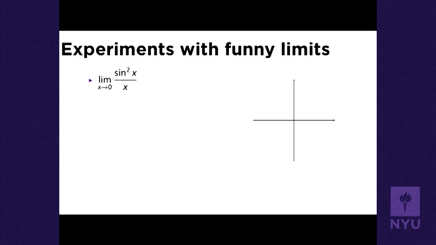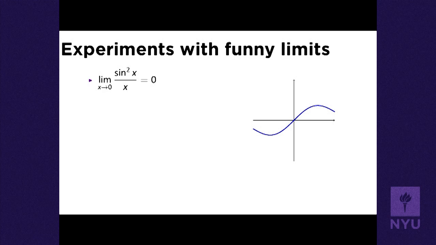So what if instead we wrote this as sine x over x times sine x? Well, what's the limit as x goes to 0 of sine x over x? That is 1. And the limit as x goes to 0 of sine x? 0. And in this case, we have a limit of each factor of that product. And so the product goes to 0. Here's a graph of sine squared x over x. And you can see the limit is 0. So here's a case where we have a 0 over 0 indeterminate form, and the answer turned out to be 0.